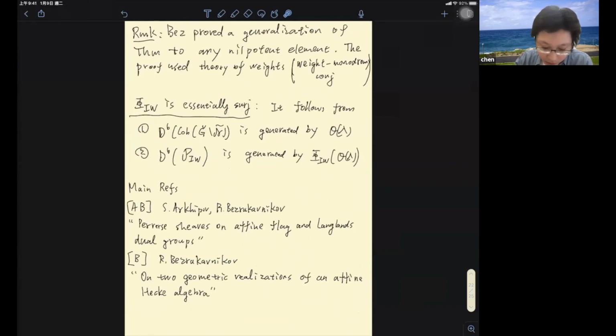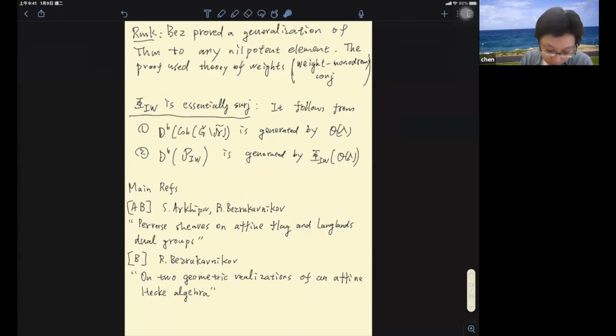And now the last page. Well, some remarks. Roman proved a generalization of this theorem to any nilpotent element, not just the regular one. And then the proof uses some heavy machinery like Serre weight or monodromic conjectures. But for regular nilpotent, they find a way to do something more elementary to avoid that heavy machinery.